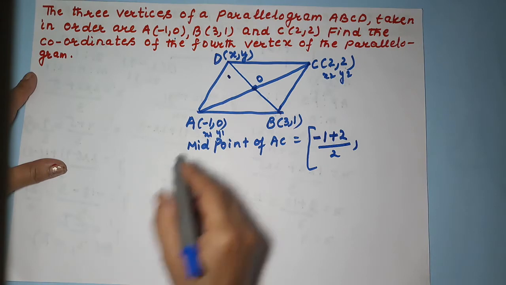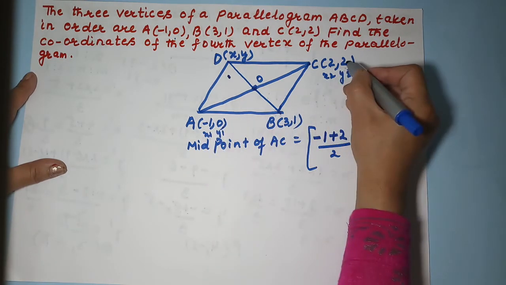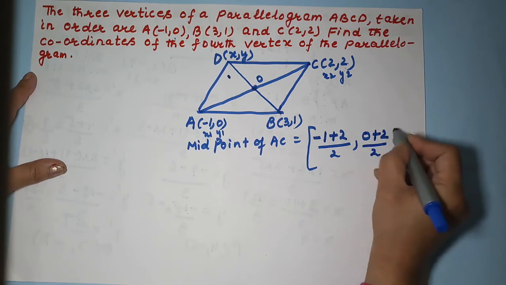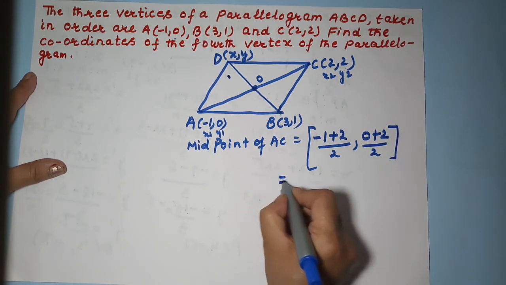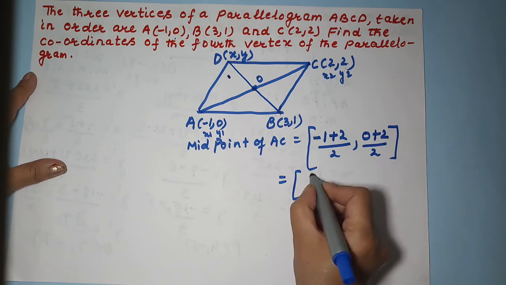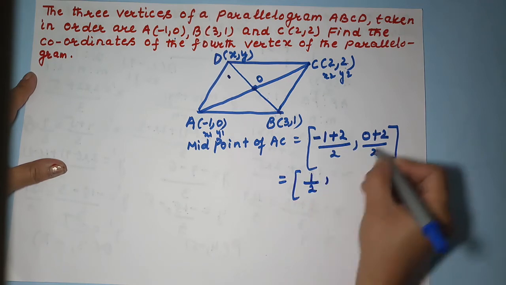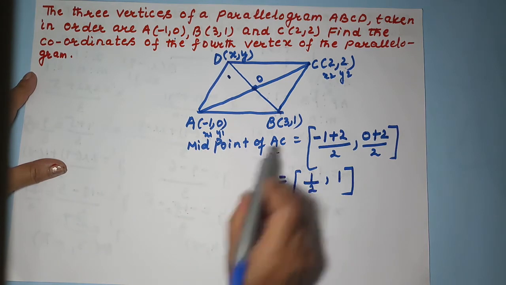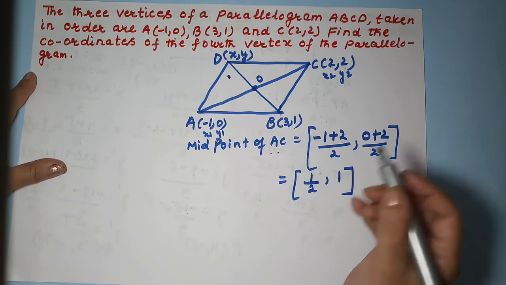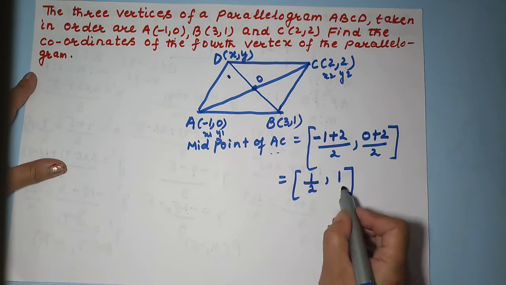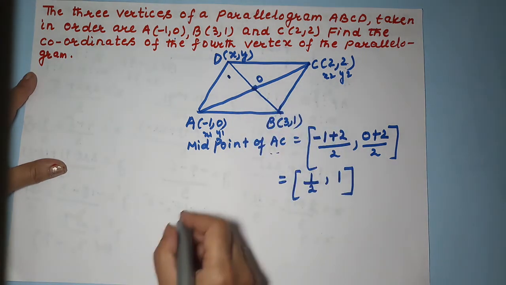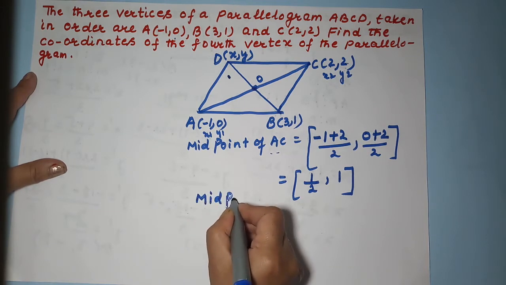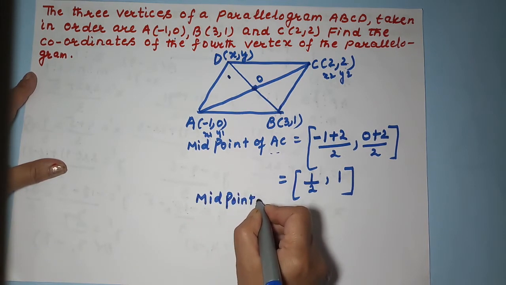And what is its y coordinate? y1 plus y2 by 2. That is 0 plus 2 by 2. So does it mean this is 1 by 2 and this is 2 by 2, which is 1? So we have calculated the midpoint of AC, the coordinates of the midpoint of AC, which is 1 by 2 and 1, right? Now let's calculate the midpoint of BD. Okay.